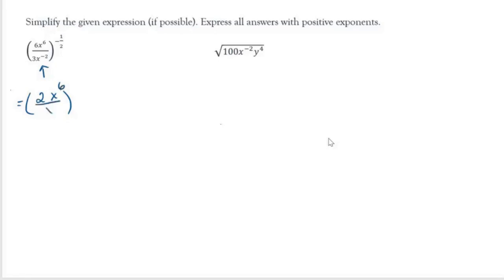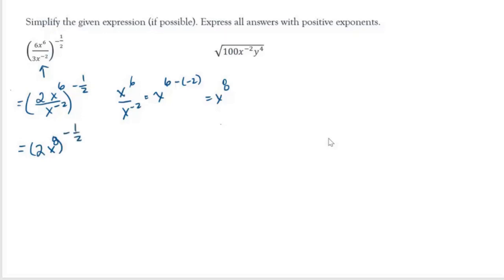Okay, let's write this one more time. 2 x to the power of 6 over x to the power of negative 2, and that's all raised to the negative 1/2. Okay, so that x to the power of 6 over x to the power of negative 2, we can resolve using the properties of exponents. That gives us x to the power of 6 minus negative 2, or x to the power of 8. So we actually don't have anything left in the denominator other than a 1, but we have 2 times x to the power of 8. And that's all raised to the negative 1/2.